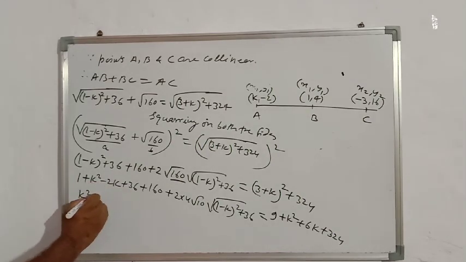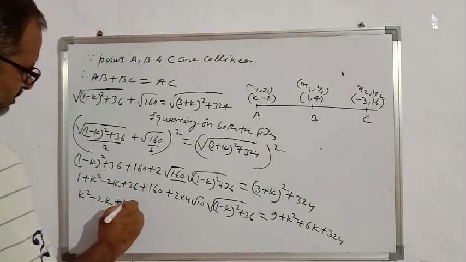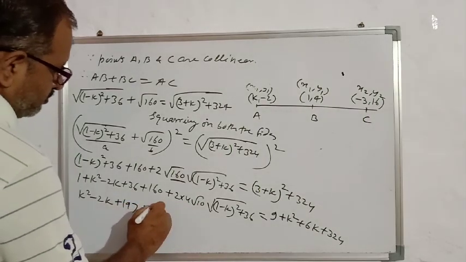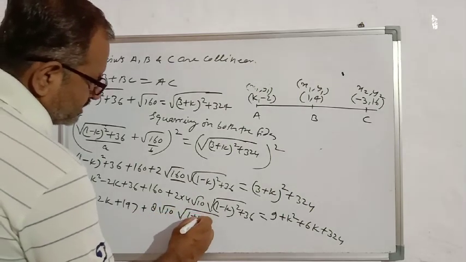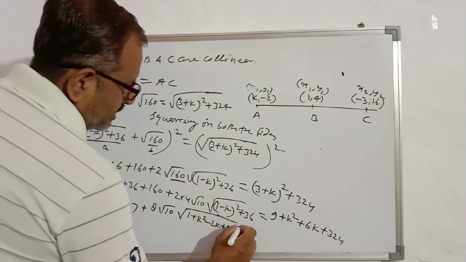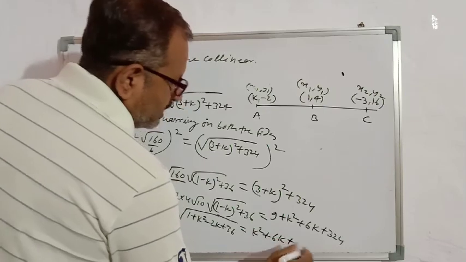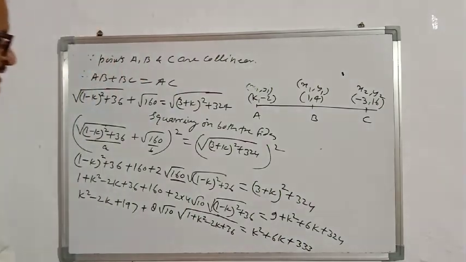K square minus 2k, 36 plus 1 is 37, and 160. 37 plus 160 is 197, plus 2 into 4, 8 root 10, under root 1 plus k square minus 2k plus 36, is equal to k square plus 6k, 324 plus 9 is 333.